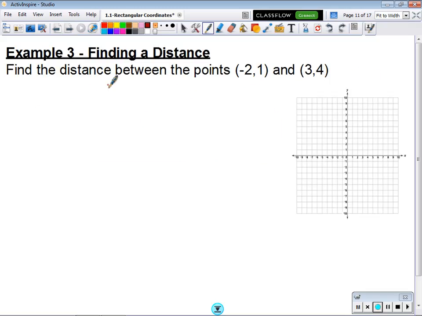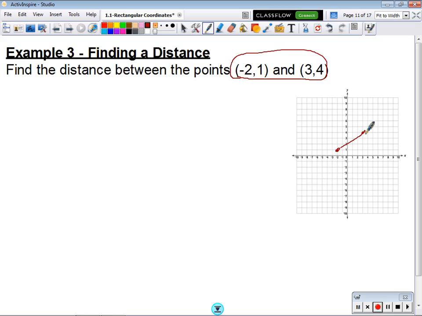The next example says find the distance between the points -2, 1, and 3, 4. First I want to take these 2 points just so I can visualize what this looks like. I want to put these 2 points on the graph over here. I'm going to first graph -2, 1, which is going to be here. And then the other point would be 3, 4. So here's 3, up 4 would be here. What I'm essentially looking to find is the distance between these 2 points.